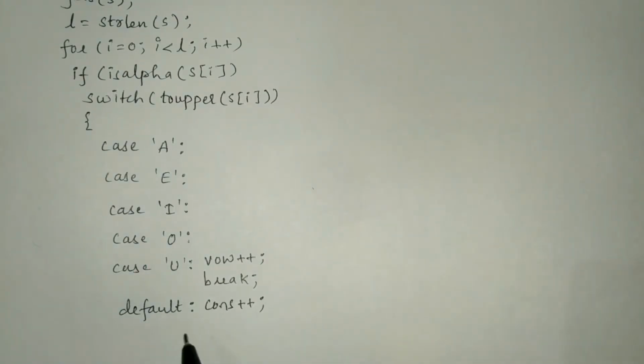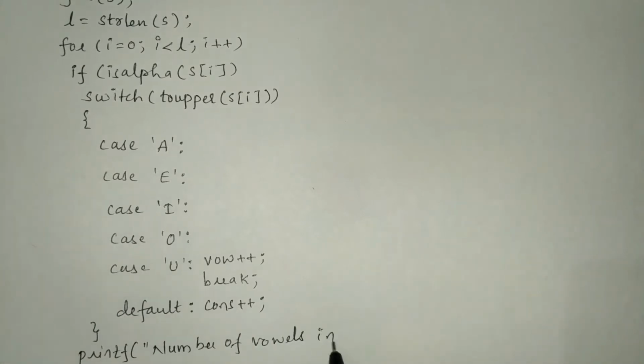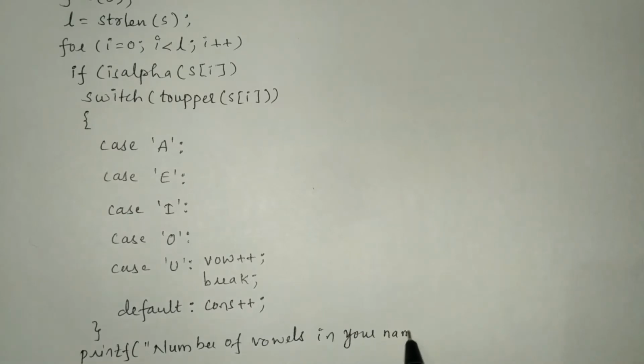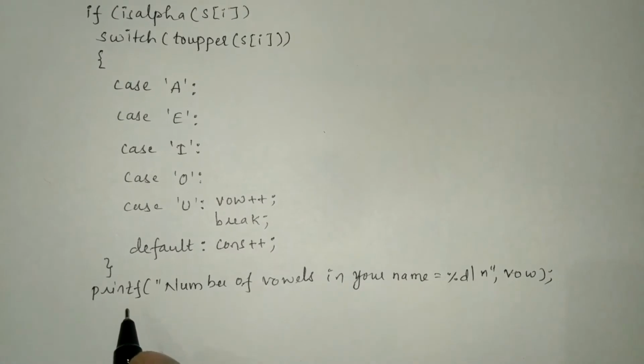So consonant plus plus. Next, curly closing brace for this switch statement, and after this we have to write the printf statement. In a printf statement I'm going to write "Number of vowels in your name is equal to %d \n", comma, here I'm going to write vowels, and next we have to print the consonants, right?